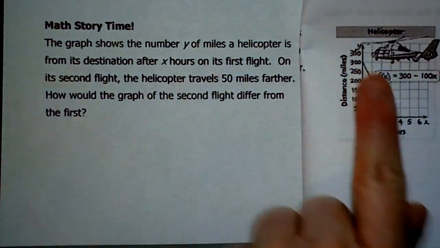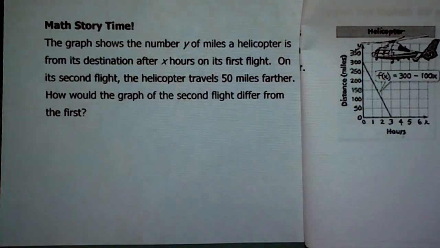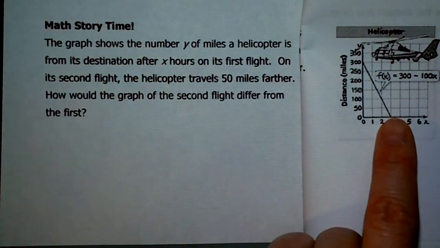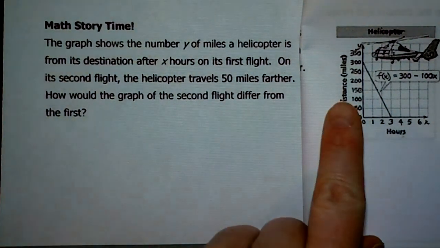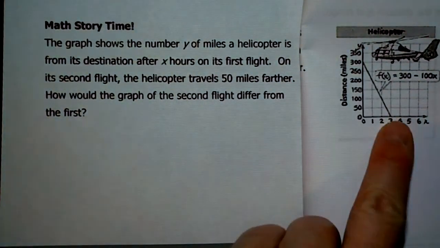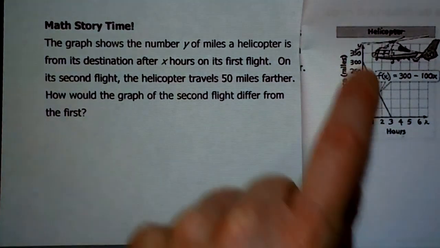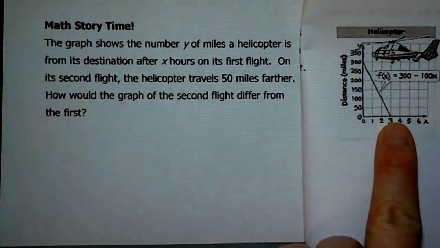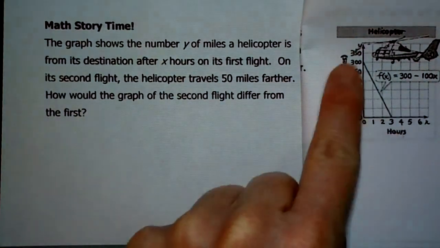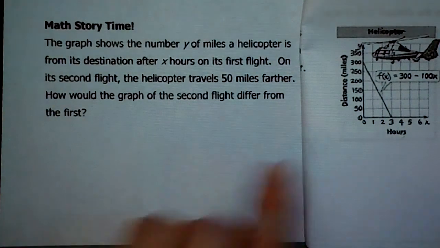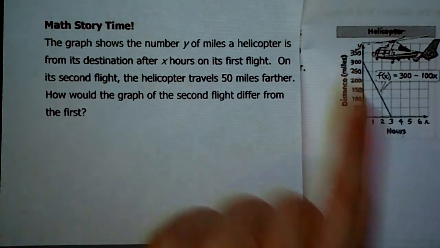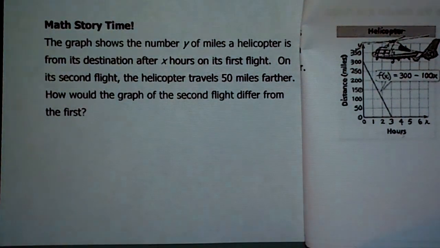As time goes on, it's getting what? Closer and closer to where it needs to be, or farther and farther from where it needs to be? What do you think? This is the distance from its destination. So, yeah, right here, when it lands there, it means I'm home. I've reached my destination. That's why this line is heading down. It's not how far it's traveled. It's the distance to where it's going. Okay. On its second flight, it travels 50 miles farther.